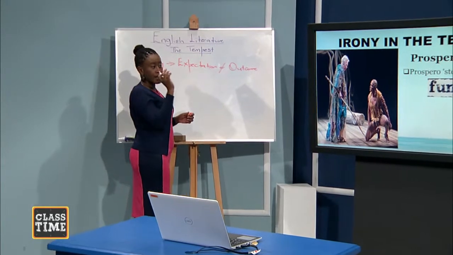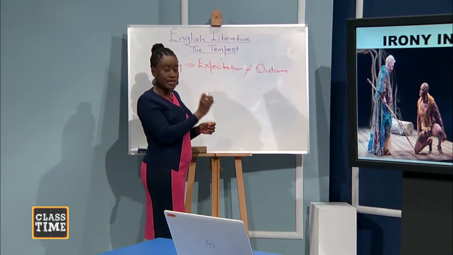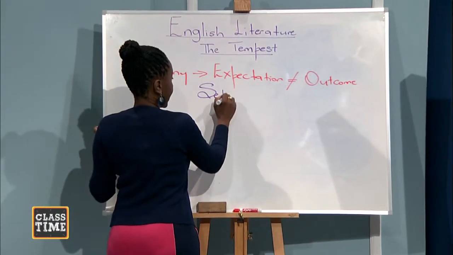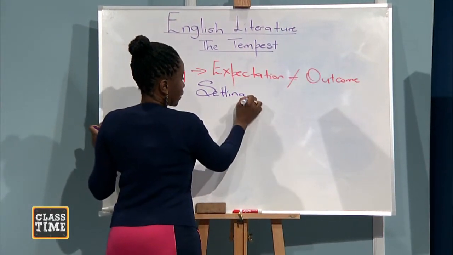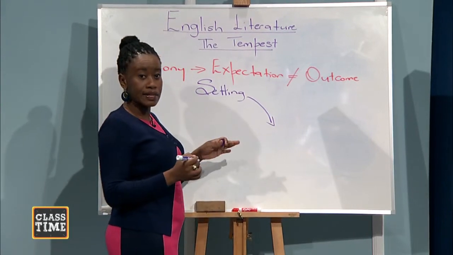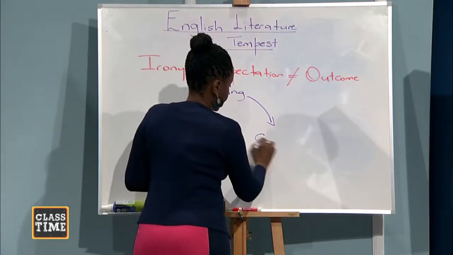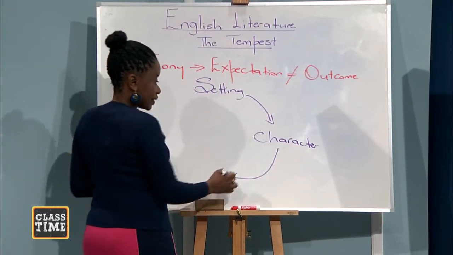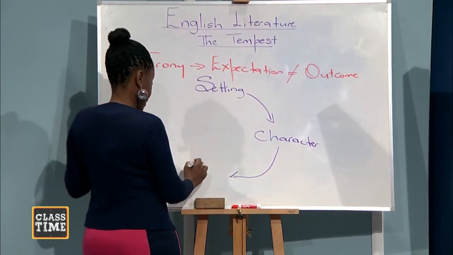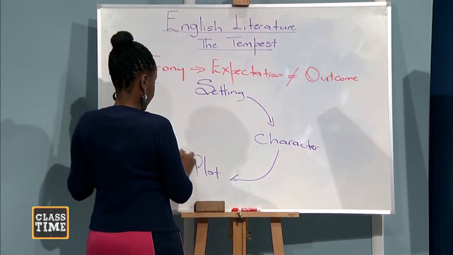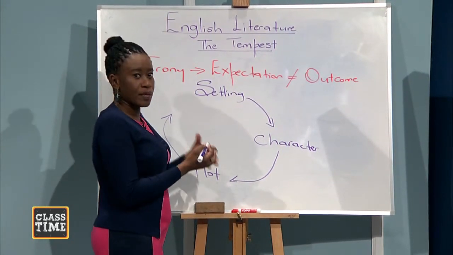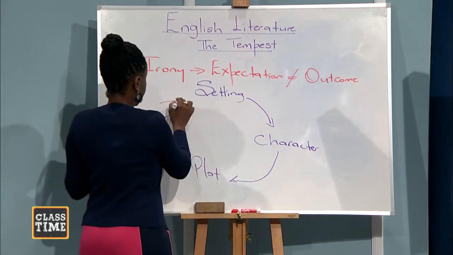Remember, the devices help to enhance an aspect or an element of the drama. And what are those elements again? We have the setting, so it could be a case where it is highlighting something about the setting. It could be highlighting something about character. Maybe it is adding to the overall plot development. Or is it that the device or technique is helping us to detect the themes more?